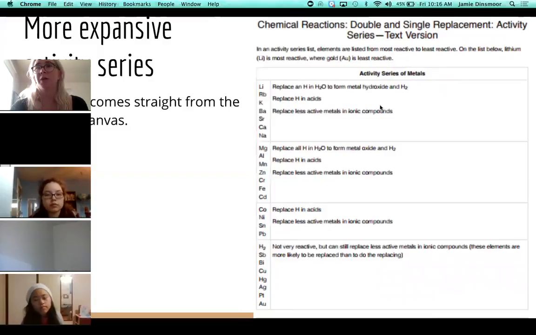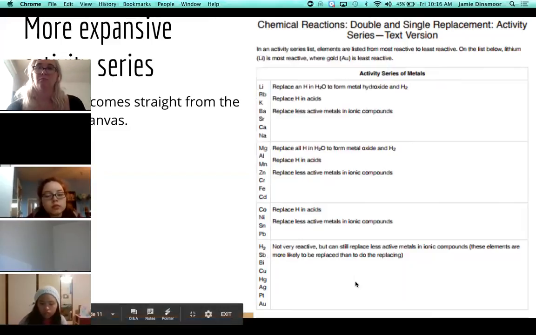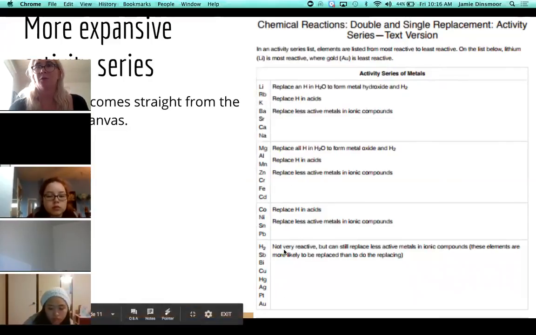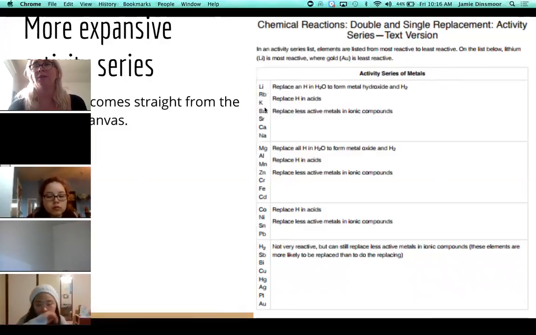But basically, this will tell you, right, whatever's on the top is going to take the place of the other metal or element, unless it's like gold, in which case it's never going to do anything. So this kind of gives you some more details too, where in an acid, these things could replace the H in an acid.